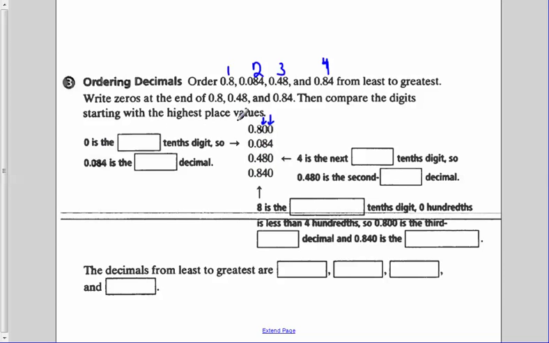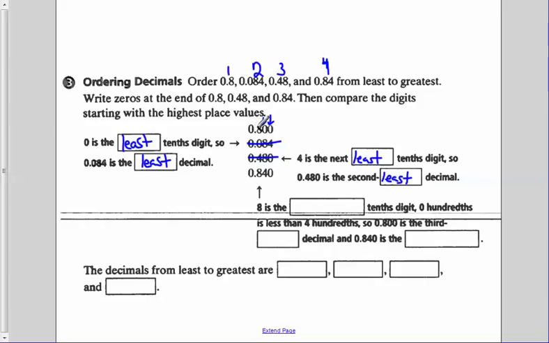So since 0 in our whole number is all the same, we look to our next, and I've got 8, 0, 4, and 8. So since our 0 is the least tenth digit, that must mean that 84 thousandths is the least decimal. I want to scratch that off our list, so I'm done with that. Now I'm comparing, I've got 8 tenths, 4 tenths, and 8 tenths. 4 is our next least tenth digit, so 84 hundredths is the second least decimal.